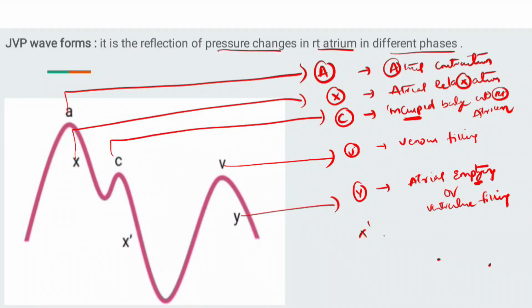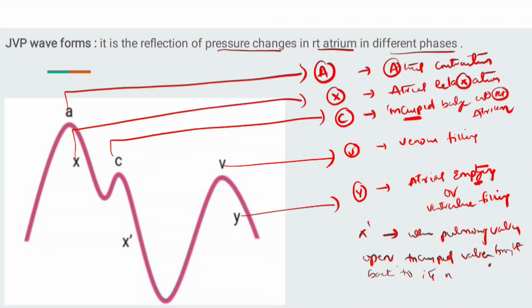Then we have one more wave called X dash. X dash is when the pulmonary valve opens, the tricuspid valve is brought back to its normal position during ventricular contraction. So these are the representations of the waves.